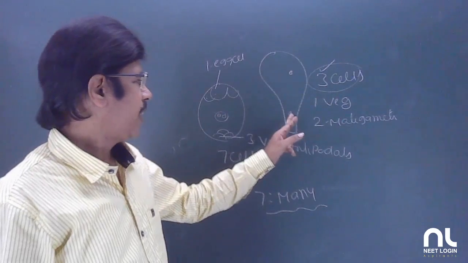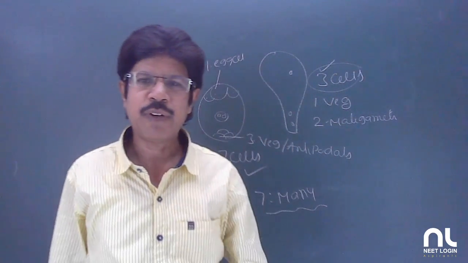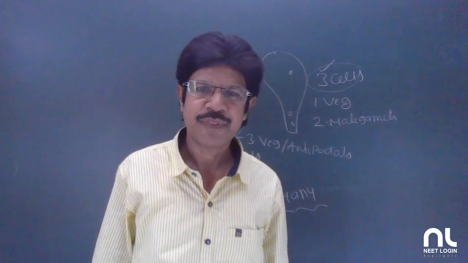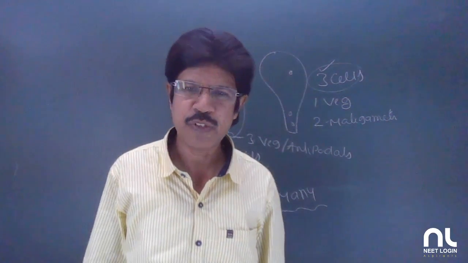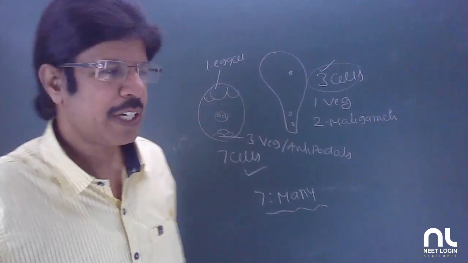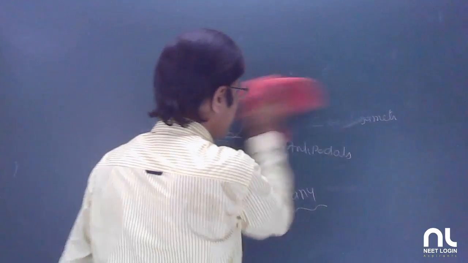One of the male gametes unites with the egg cell to form the zygote, that is syngamy. The second male gamete unites with the polar nuclei to form the primary endosperm nucleus, that is triple fusion. So how many nuclei are involved in double fertilization? 5 nuclei are involved.